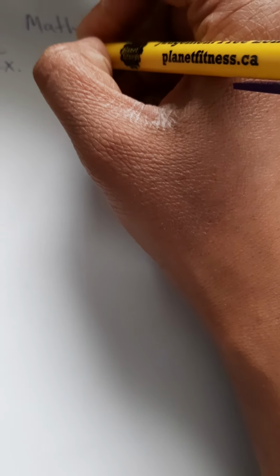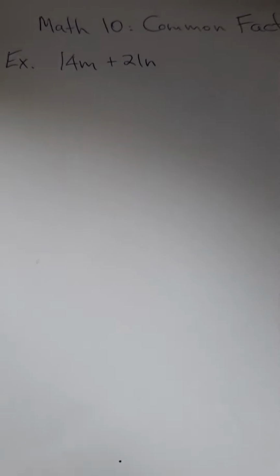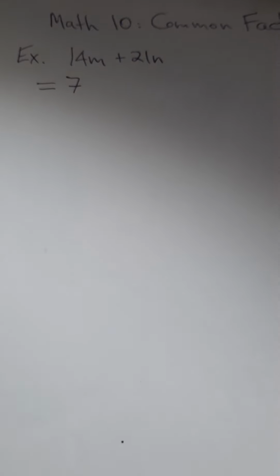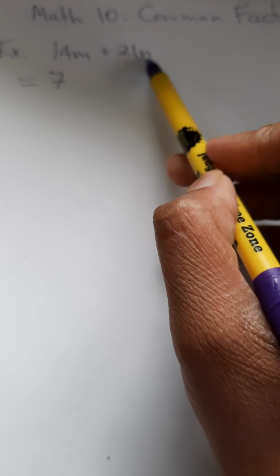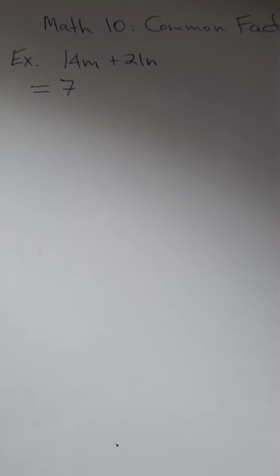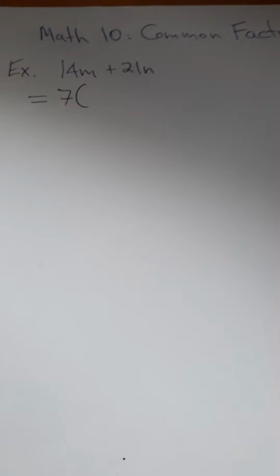Let's try an example here. Say I have 14m plus 21n. If you look at these two numbers here, I'm going to take out a common factor, the greatest common factor. I see I can divide both of these numbers by 7. When you're doing the letters, I notice one has the letter m and the other has the letter n. These are not like terms or common factors, so I cannot take it out. I'm just going to open up the brackets.